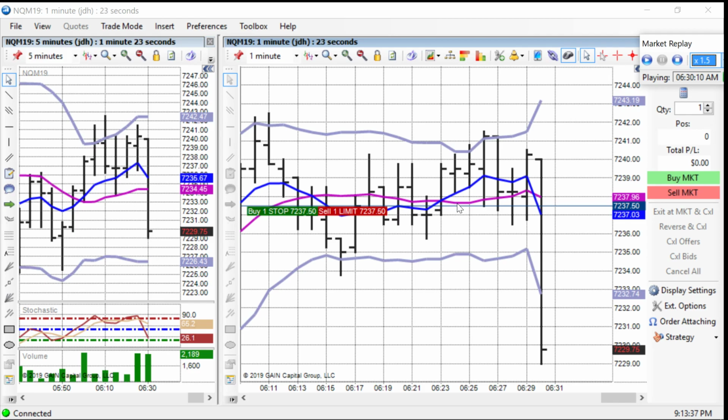And the same thing on the short side: a low that's lower than the previous low and lower than the following low is considered a fractal. I know it's a confusing term, but that's all it really means. It's just a point that's higher than the previous point and the following point, or a point that's lower than the previous point and the following point. So that's what we're looking for on the first opening move here.